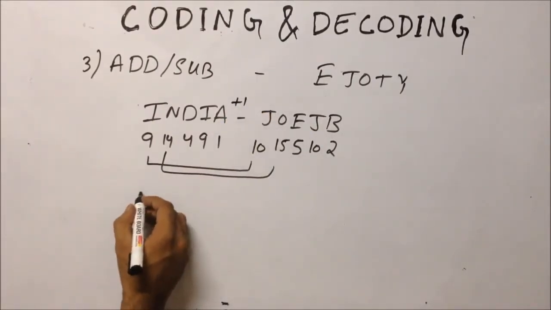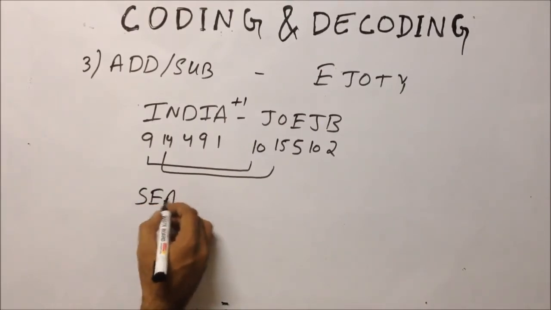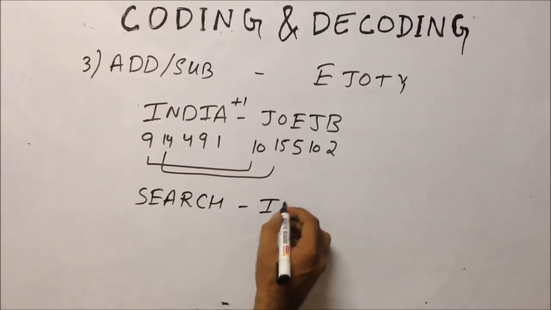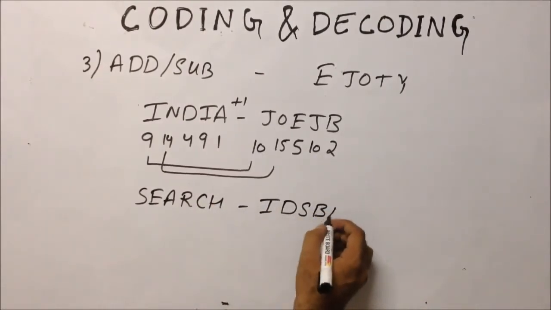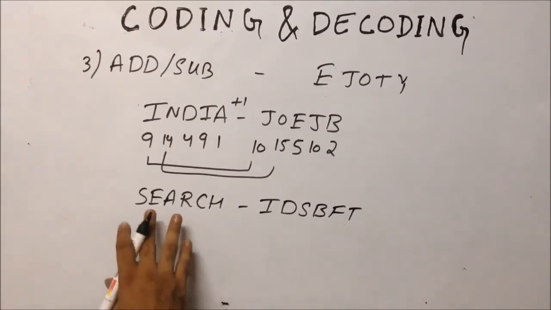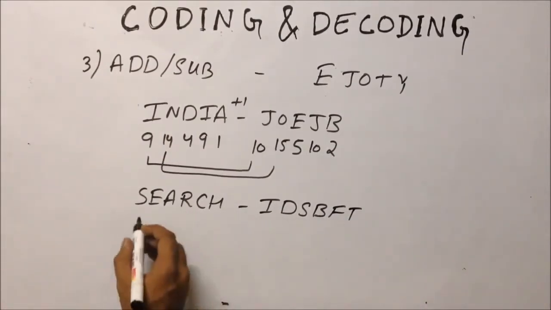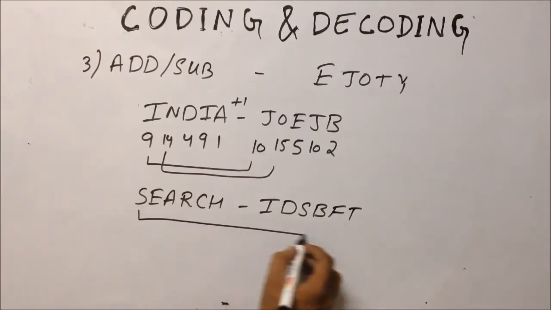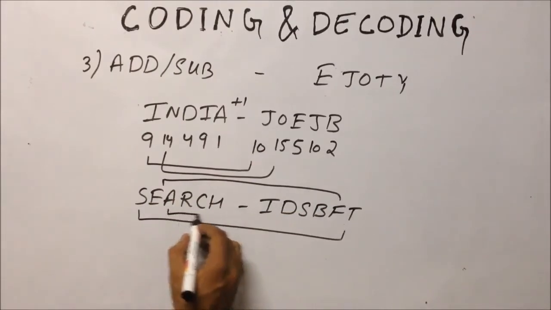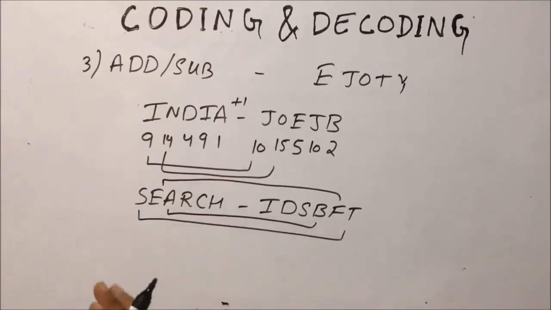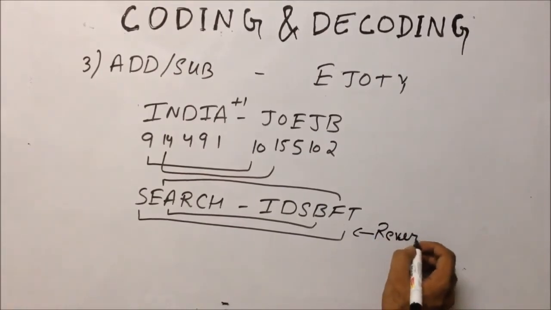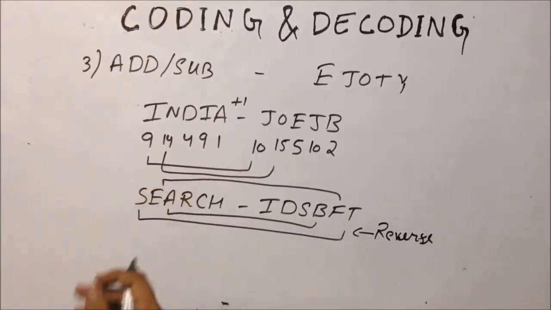Now our second example: if the word is SEARCH, the code for the word SEARCH is IDSBFT. If you look clearly, we know that after S comes T, after E comes F, after A comes B. So we are adding in reverse order here. So we are following a reverse pattern, but the pattern is the same, either addition or subtraction.